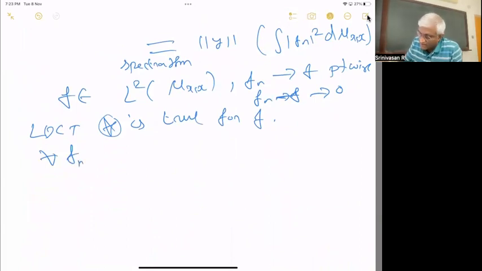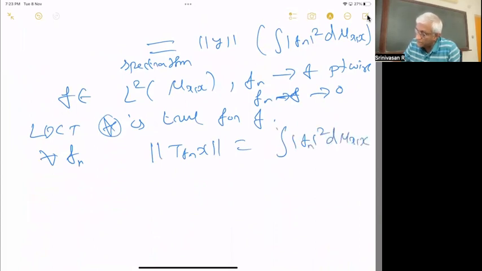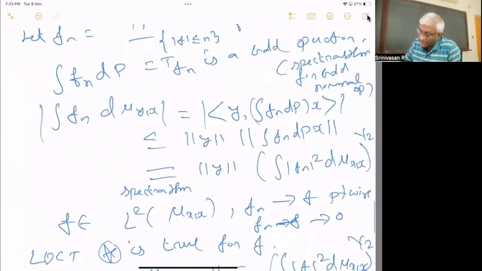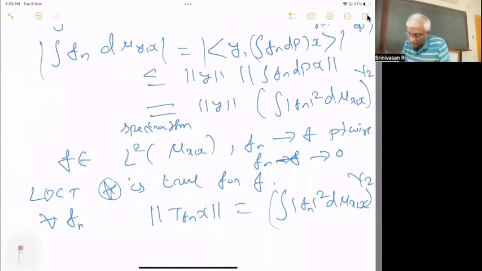Because I'm using that for all Fn, which is bounded, T Fn x is equal to the integral of mod Fn square d mu x, power half. The norm is attained. This says that the norm of Tfn x is less than or equal to that, right? See, we have that. If you define this as the Tfn acting on X, that will imply that is the Tf. See, that is true for F.